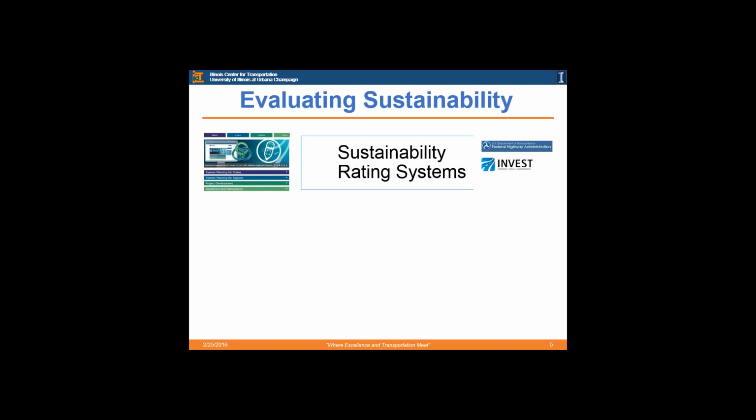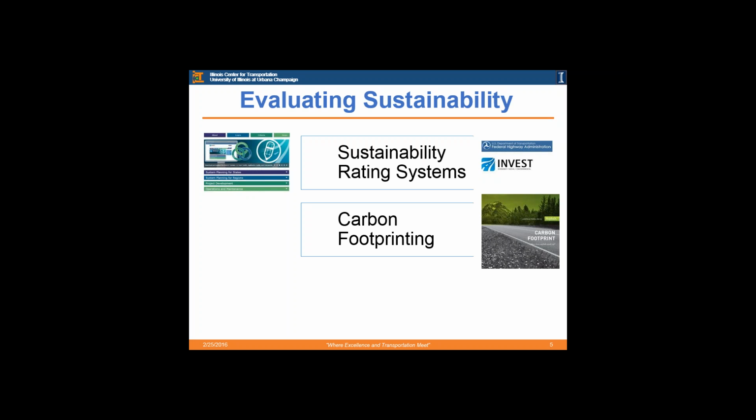The Federal Highway Administration has recently come up with INVEST, which is a voluntary tool that states and agencies can use to evaluate a project or to do system planning or operations and maintenance. That's been used pretty widely over the US in the last 2 or 3 years. The second is carbon footprinting, which is also a fairly popular method for many different disciplines, but that's more quantitative, so looking at the carbon emissions, carbon dioxide mostly, and greenhouse gases that are emitted from a system.